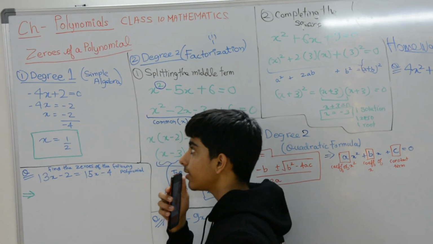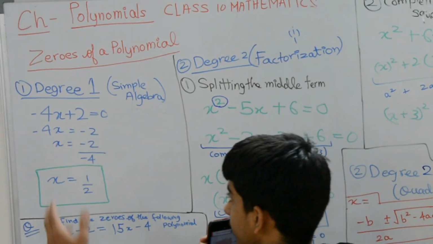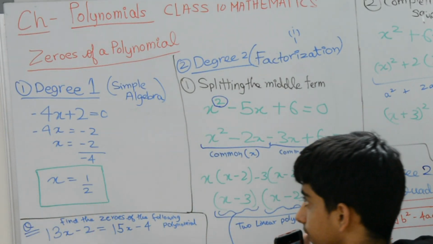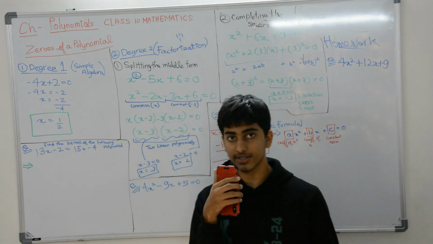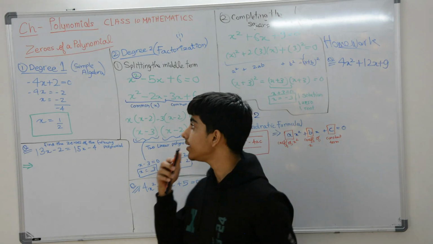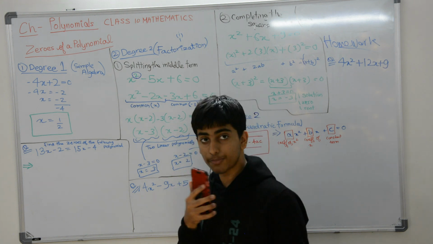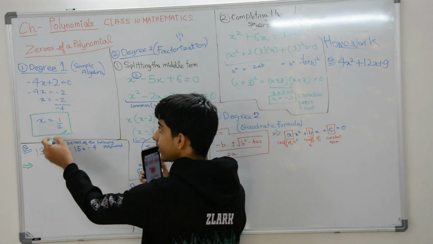As you can see over here, we have a polynomial with the degree 1. We move 2 to the other side and simply solve this to get x is equal to 1 by 2. So the zero of a polynomial basically means any value of x that satisfies the equation. Over here we can verify that this is the zero of a polynomial by just inputting the x value that we've got here into this equation.